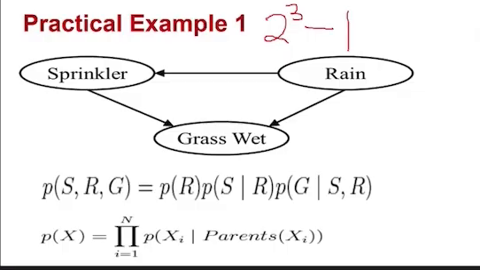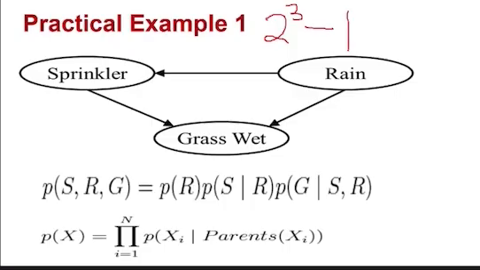I'm going to say this again. If events are not independent, and each event has two possible states, it should be 2 raised to power 3 minus 1 to know the number of parameters needed. But I want to tell you, using a graphical structure, the number of parameters will be less than 2 raised to power 3 minus 1.